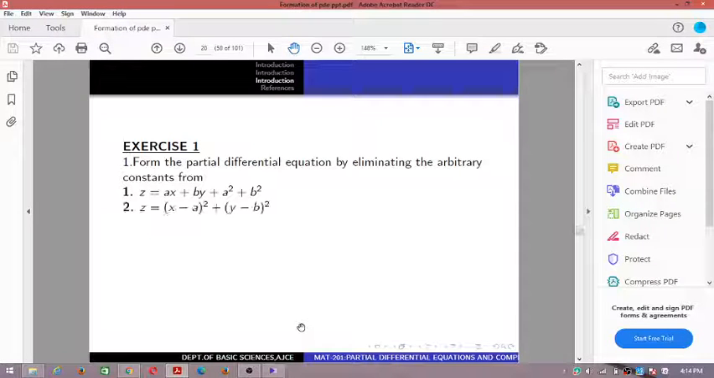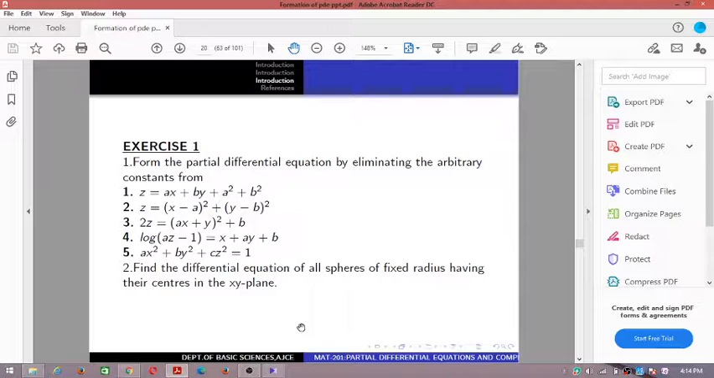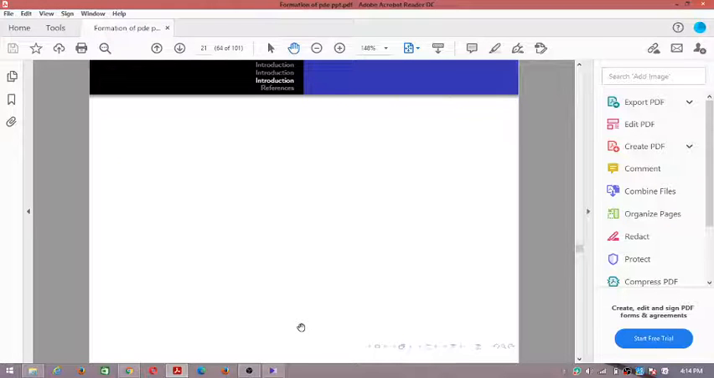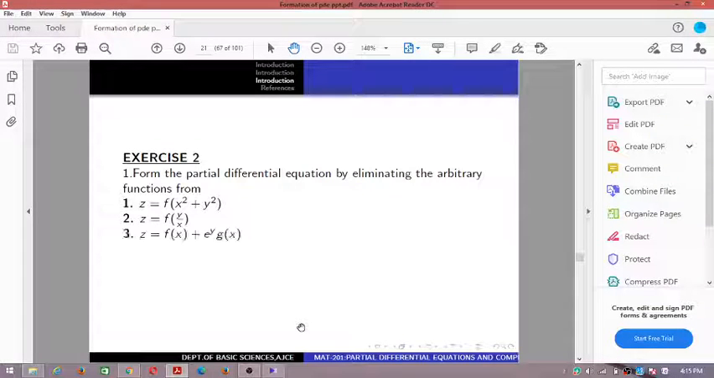There are some problems for solving as exercises. We will provide them later, from both types. That is, forming partial differential equation by eliminating arbitrary constants and forming partial differential equation by eliminating arbitrary functions.